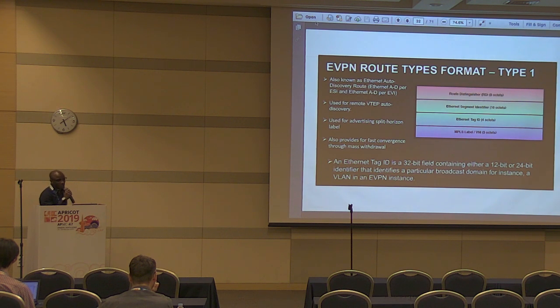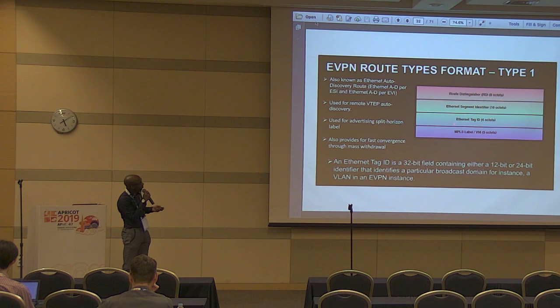So this is the format of route type 1, the auto discovery route. This is what it looks like. You've got your route distinguisher, you've got your Ethernet segment identifier, which is 10 octets, and you've got your Ethernet tag ID and your MPLS label or VNI.